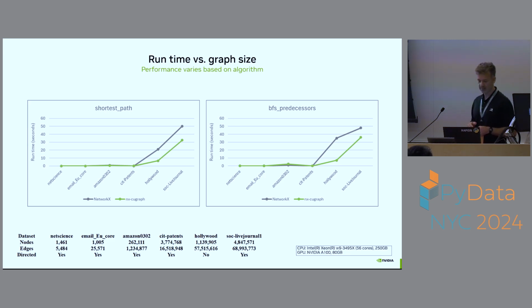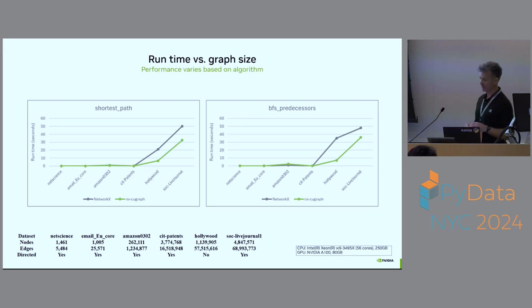Shortest paths and DFS. So they perform about as well as NetworkX up until a certain point. And they do speed it up some, but not the 100x that you're seeing for some of the others. But this is part of our roadmap too, that we'll continue optimizing these.